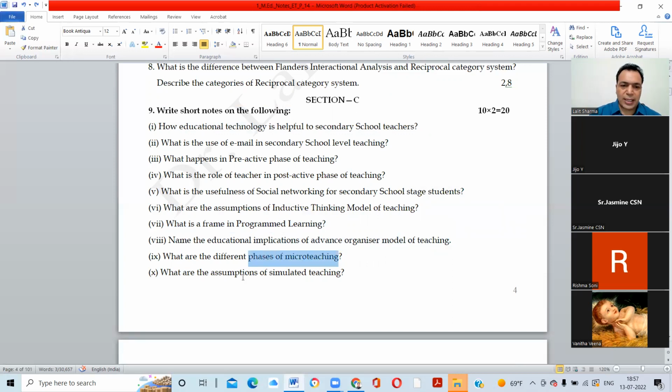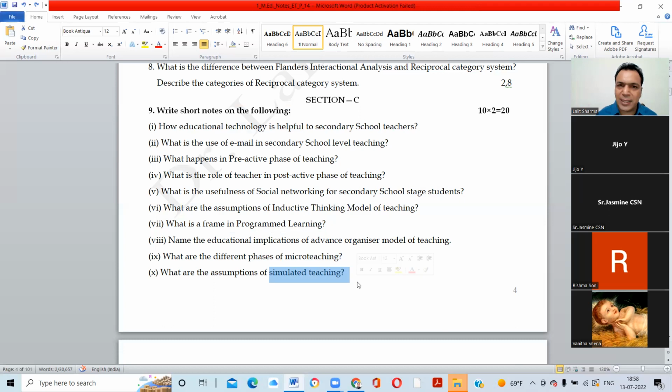Different phases of micro teaching and assumptions of simulated teaching. I already told you what micro teaching and simulated teaching are. Micro teaching is a scaled-down teaching. It is basically for the improvement of the teaching of the teacher. Under micro teaching, the duration is 5 to 7 minutes, and only one skill is practised. A student teacher, a B.Ed trainee, works on one skill until he gets trained. This is called micro teaching. In macro teaching, small micro teachings make a big lesson. This is called macro teaching.